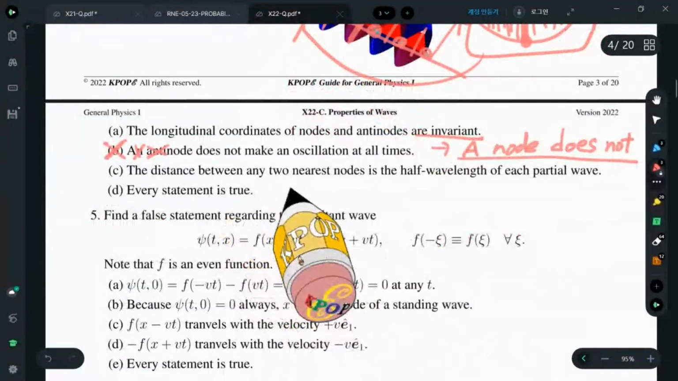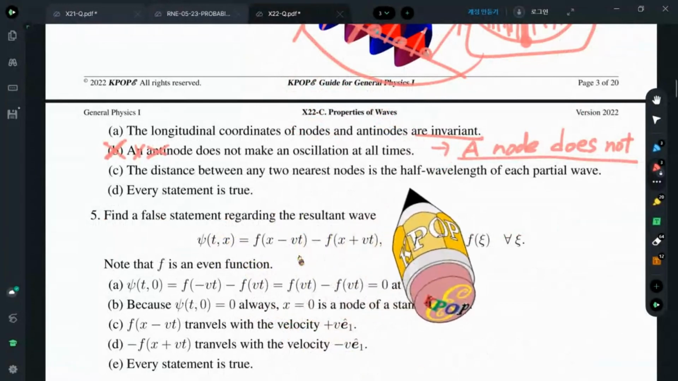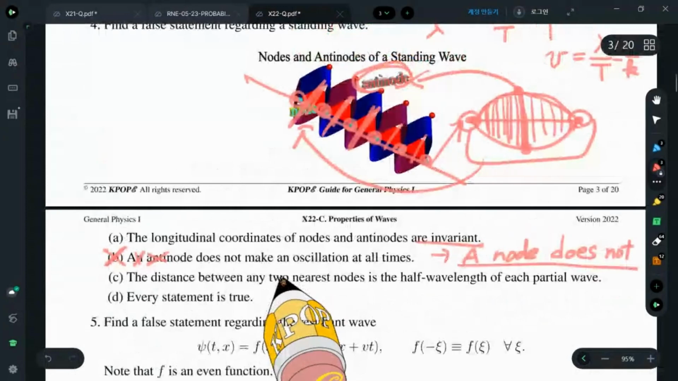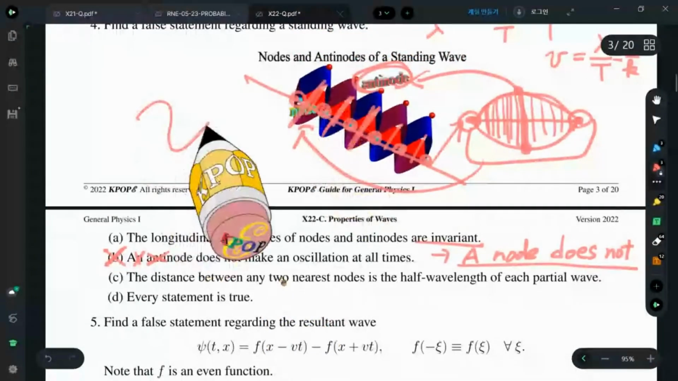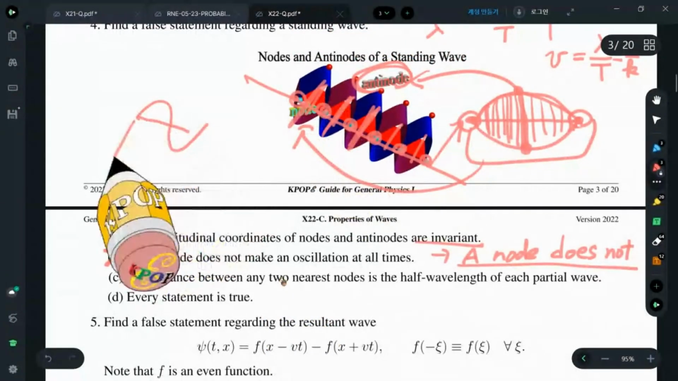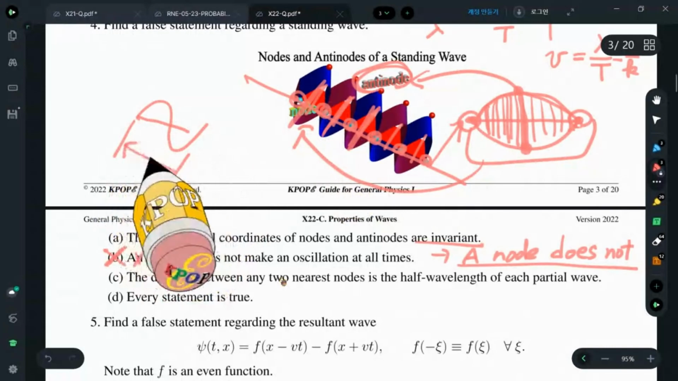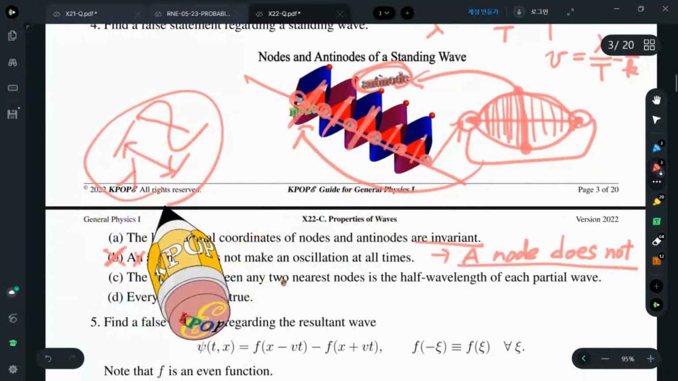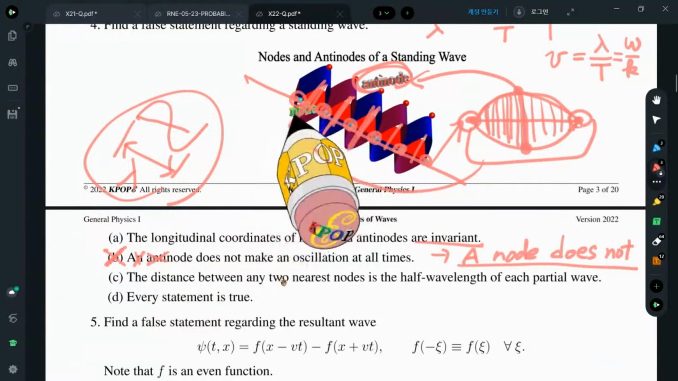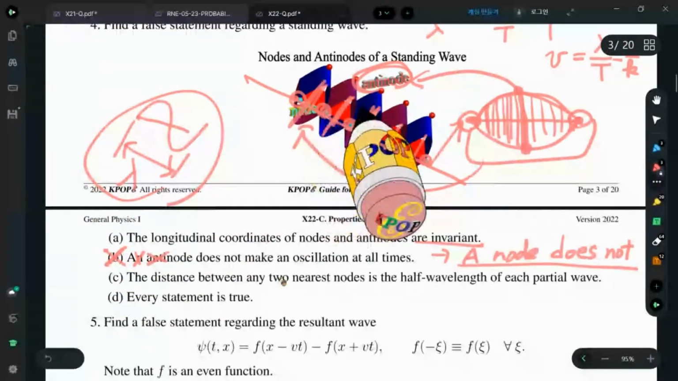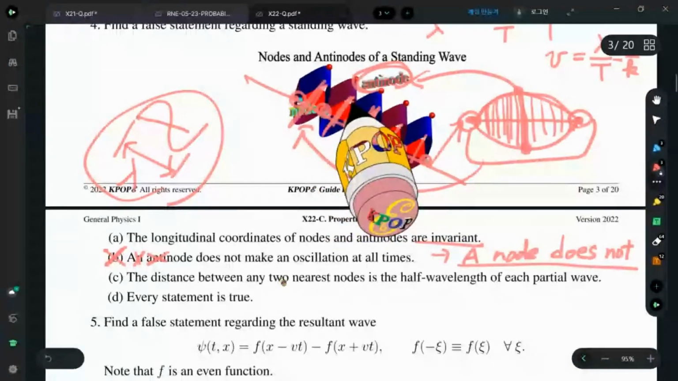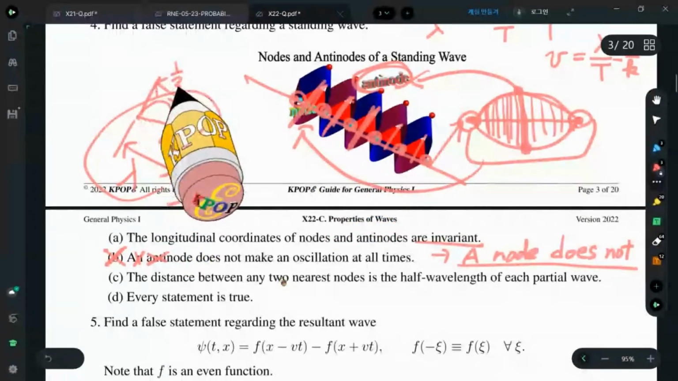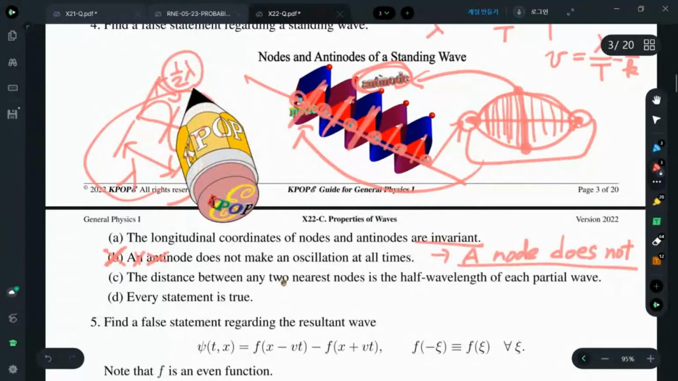The distance between any two nearest nodes is the half wavelength of each partial wave. The actual wavelength is this amount. This is the wavelength of the actual wave. However, the nearest nodes, and nearest antinodes, appear at 1/2 of the wavelength. This is 1/2 of the wavelength.